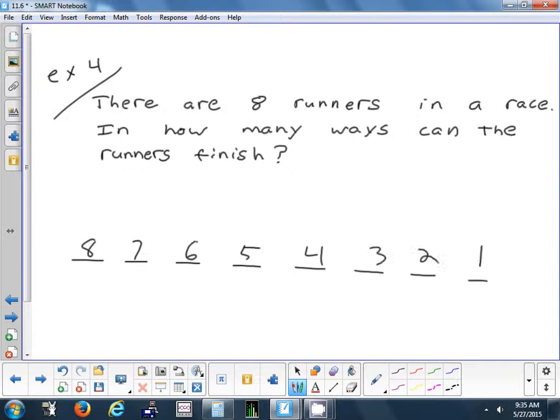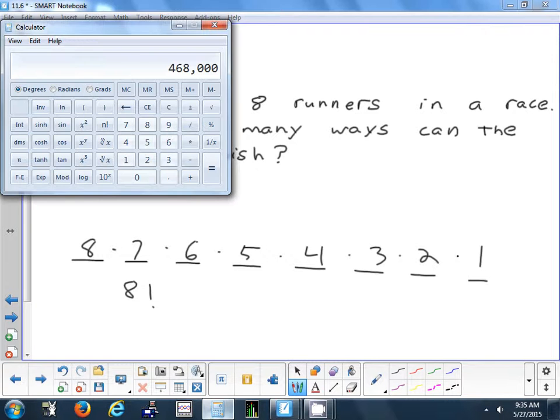And what are we going to do with all these numbers? Multiply them. What is that really? We've talked about this before. This is 8 factorial. Yeah, exactly. All right, so if we plug in 8, do I have factorial? Yeah, it's next to 7, there we go. So there's 40,320 ways it could be finished.